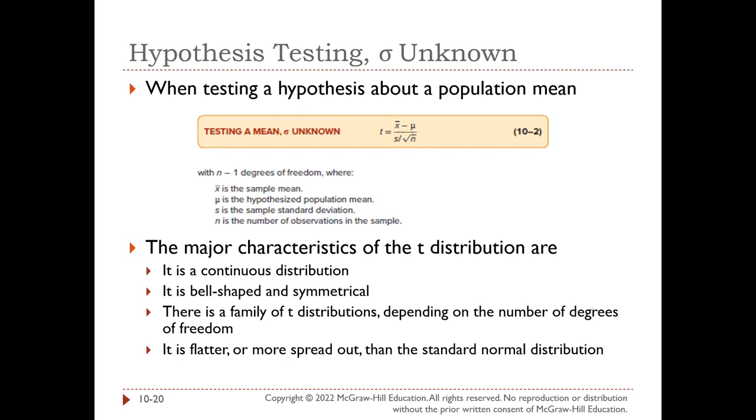So again, as reference from chapter 9, the characteristics of t-distributions are that they're continuous. They are bell-shaped, just like symmetrical, except a little bit flatter. There is a family of t-distributions depending on the number of degrees of freedom. And there you go, that flatter one on the last one. So, let's go ahead and do an example of an unknown standard deviation.